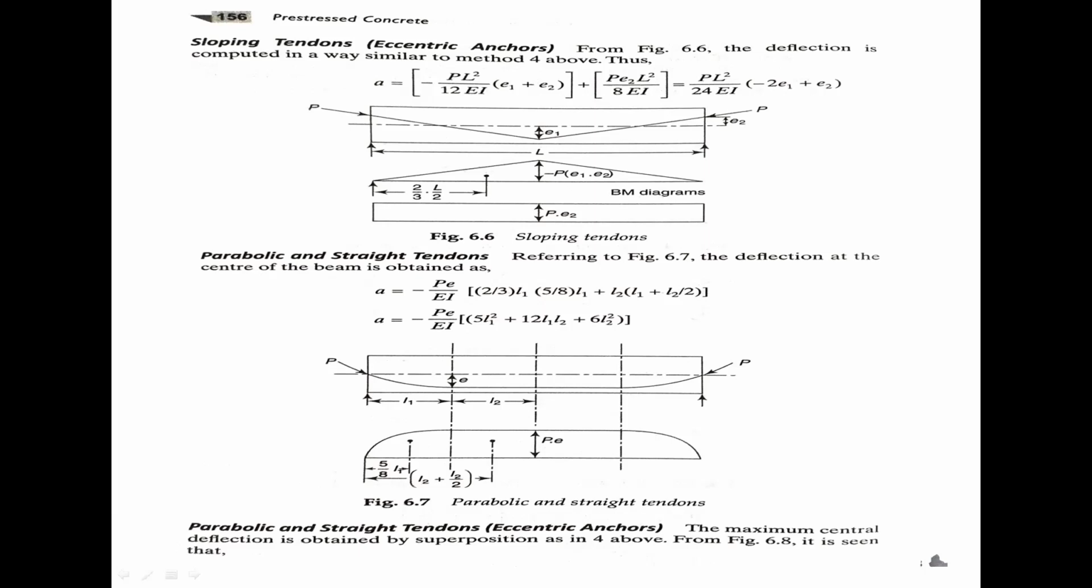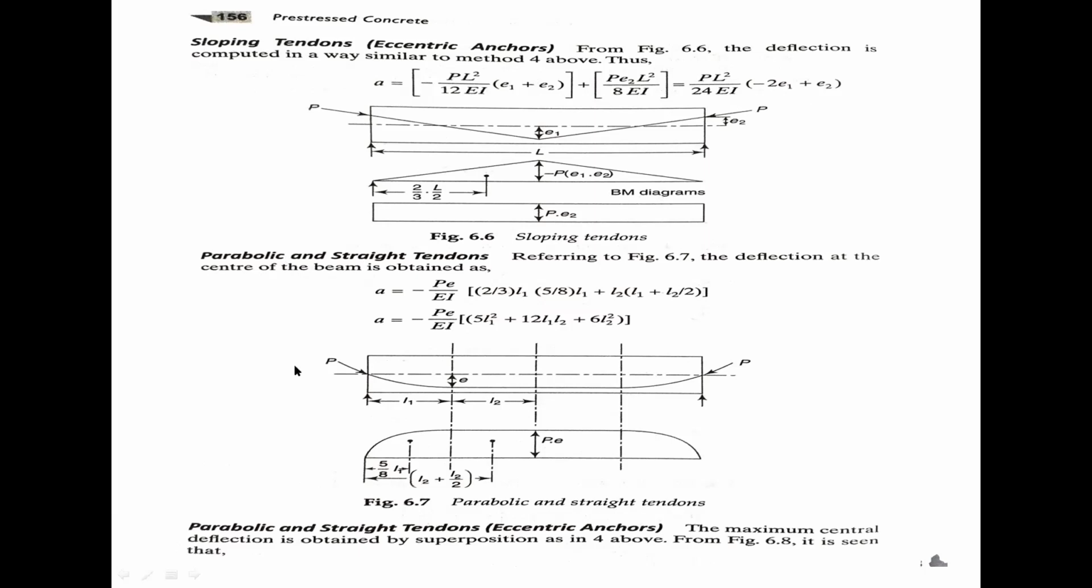P into E2. This is the sloping tendon profile for eccentric anchors. I have two bending moment diagrams, two derivations, which I add. One is negative and the other one is positive. Adding the two bending moments, finally we get the deflection A equal to PL square by 24EI into minus 2E1 plus E2. This is the sloping tendon profile. The deflection formula is PL square by 24EI into minus 2E1 plus E2.